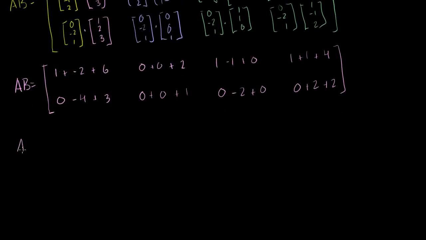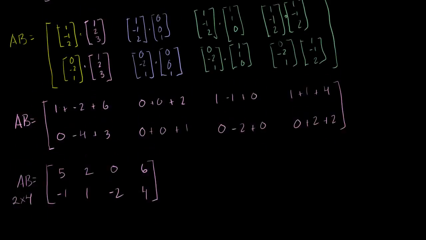So our dot product of the two matrices is equal to the 2 by 4 matrix. 1 minus 2 plus 6, that's equal to 5. Minus 4 plus 3 is minus 1. This is just 2. This is just 1. Then we have 1 minus 1 plus 0 is just 0. Minus 2. Right, we just have a minus 2 there. 1 plus 1 plus 4 is 6. And then 2 plus 2 is 4. And we are done. The product AB is equal to this matrix right here.